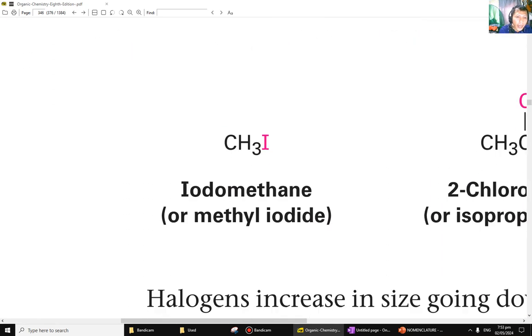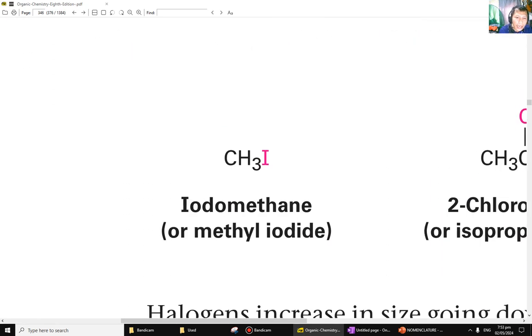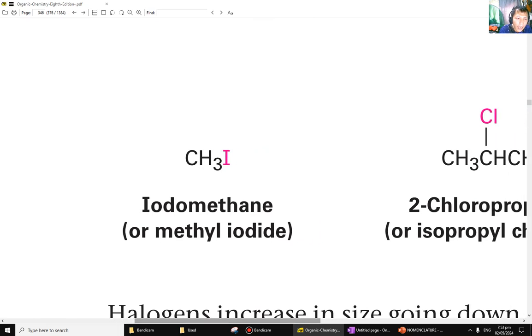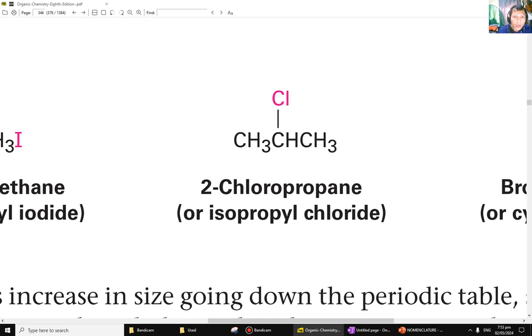Okay? And then next is organic halide. So for this one, this is only methane with an iodine, so we call it iodomethane. So since there would be only one carbon. How about this? So this is chloropropane, or we can also call it isopropyl chloride. So now this is not IUPAC.